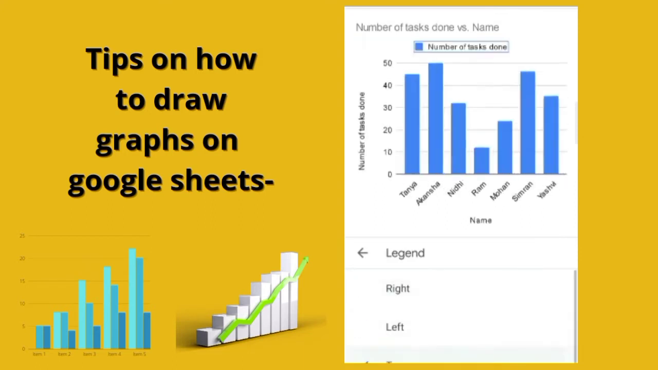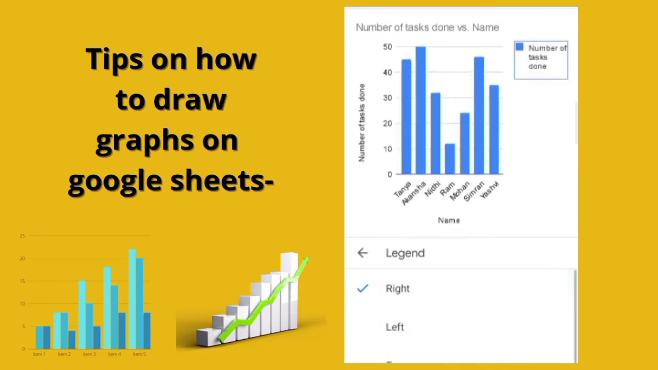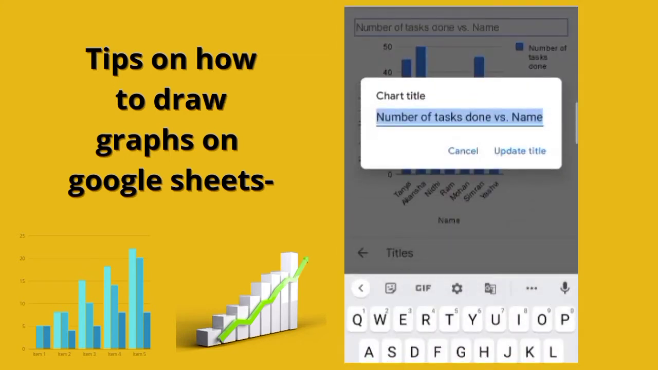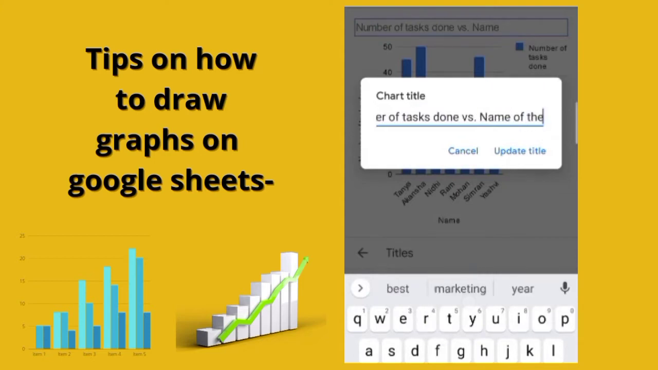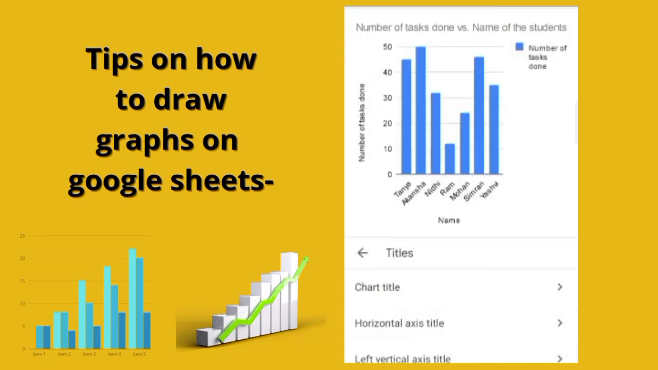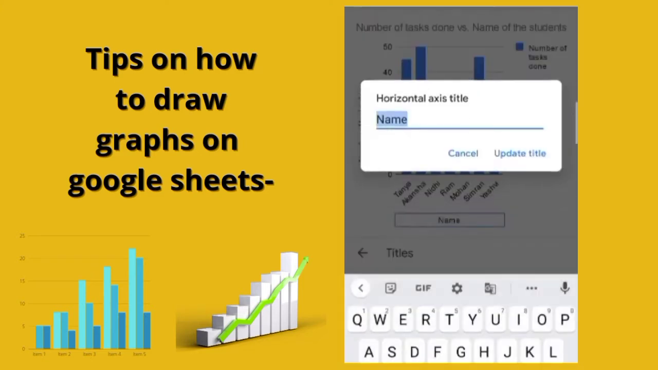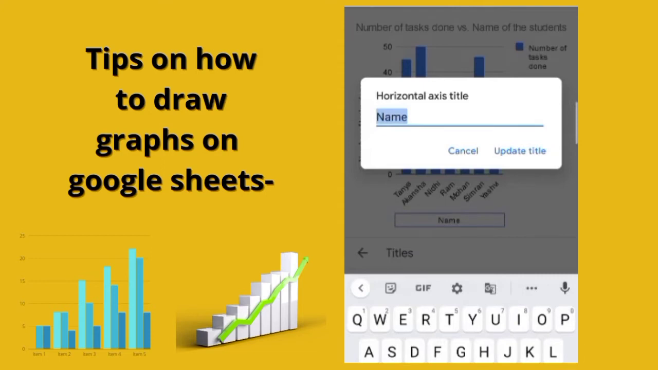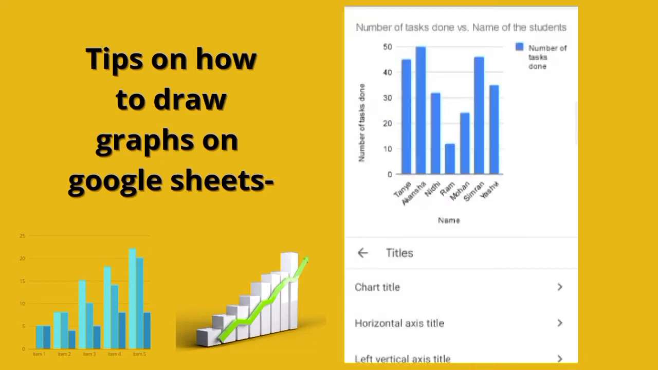For example, the legend, we can move from right, left, top to bottom. Then we can change the chart title. For example, here it is name, number of tasks done, so we can write versus name of the students. Then simply update the title. We can also change the horizontal axis title and vertical axis title if we want.